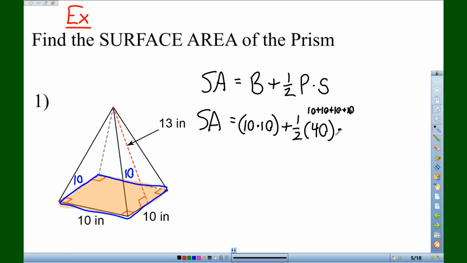And then last thing, the slant height is given to us going up the side of the shape, so 13. So grab your calculator and type this in. Make sure you don't forget the plus there. Make sure you're hitting times. I would use parentheses whenever you're unsure if you should or not. So let me type this in.